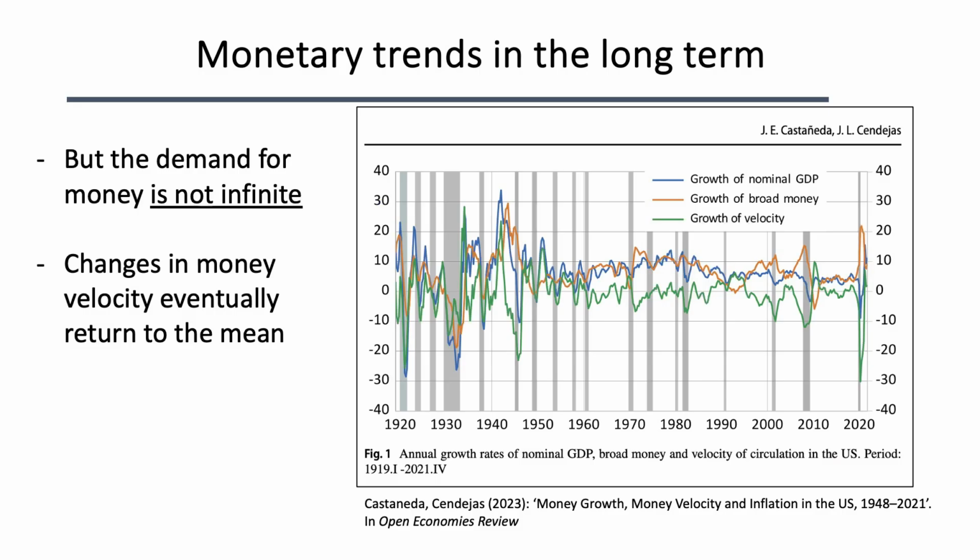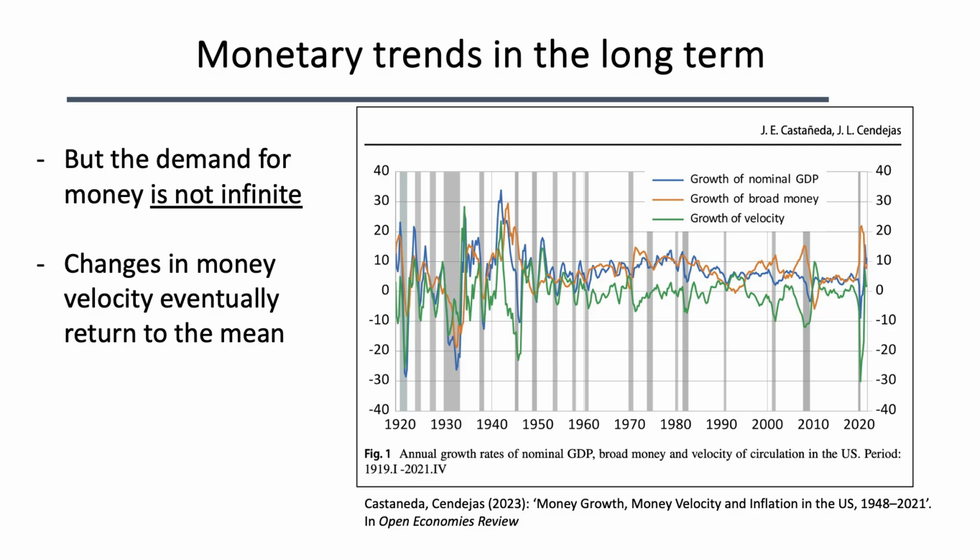And this is what happened with the actual data collected at the time. You have the left-hand side of the quantity theory of money equation. That's the growth in broad money, the orange line. The blue line is the growth in nominal GDP, which is real GDP plus prices, if you like. And then the green line is money velocity.